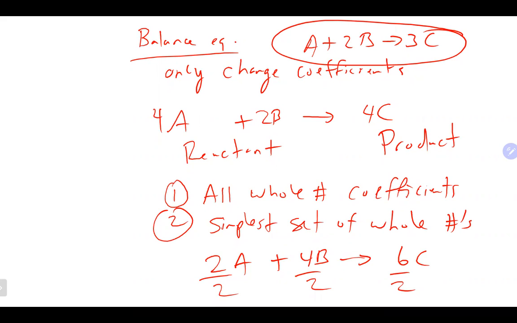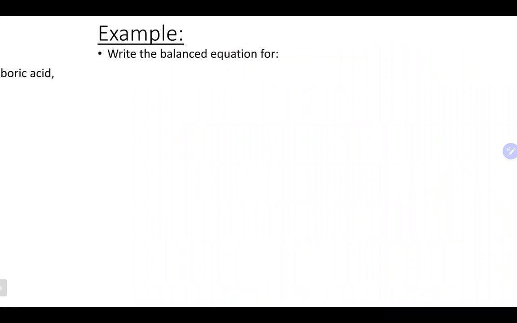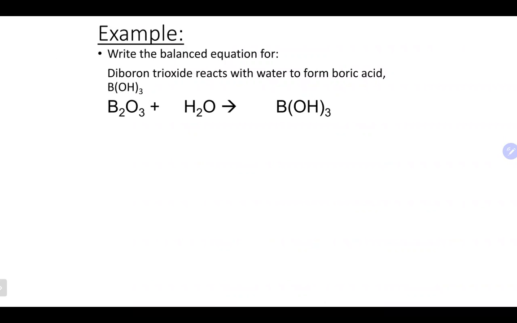Any questions on any of that stuff? Okay, so I think we're in the middle of some examples. I believe we left off with this example here, right? So why don't you take a minute or two and balance that one up.